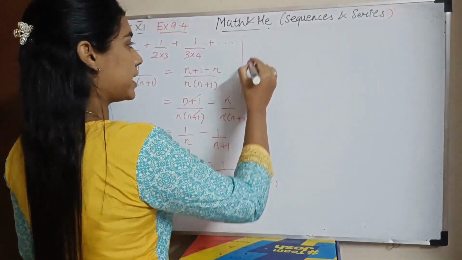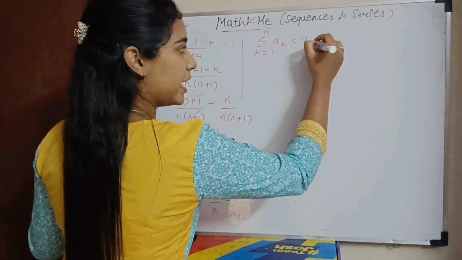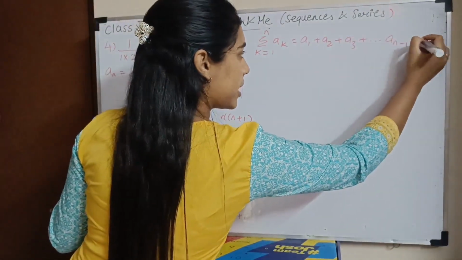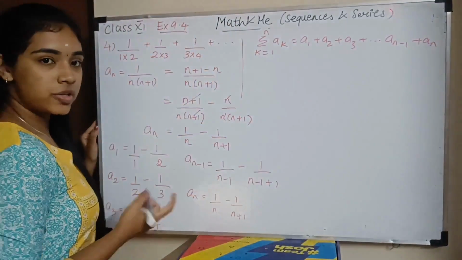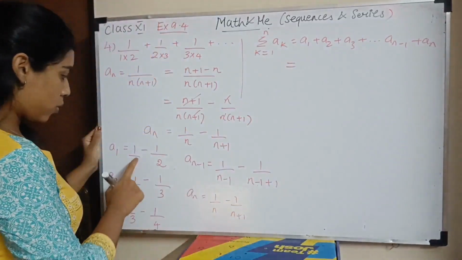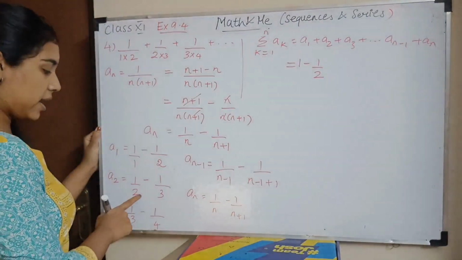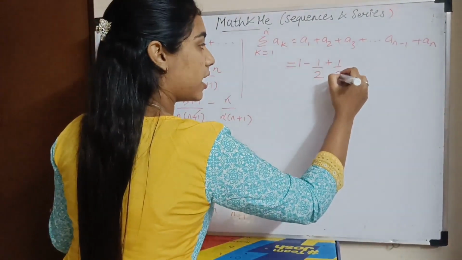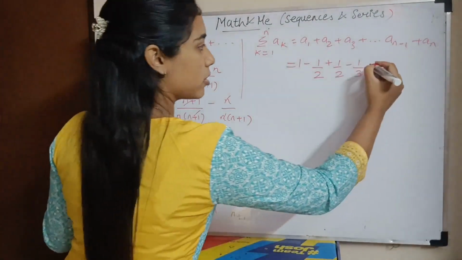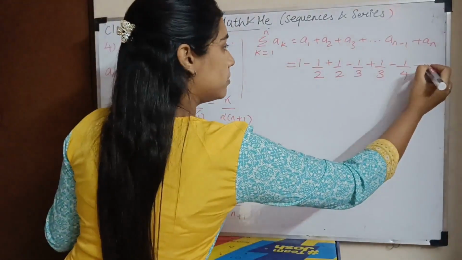So what do we do? We take the summation, k equals 1 to n of ak. What is it? a1 plus a2 plus a3 and so on, an minus 1 plus an. So now I am going to substitute the values. I am going to add all of these. What is my a1? 1 minus half. What is my a2? Half minus 1 by 3. What is my a3? 1 by 3 minus 1 by 4, and so on.